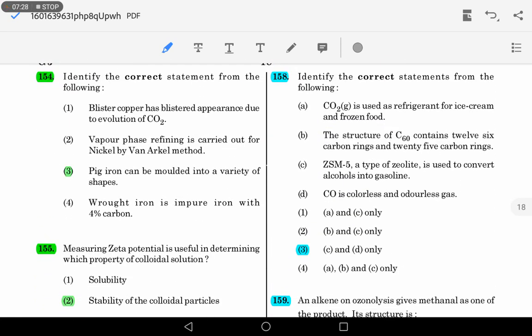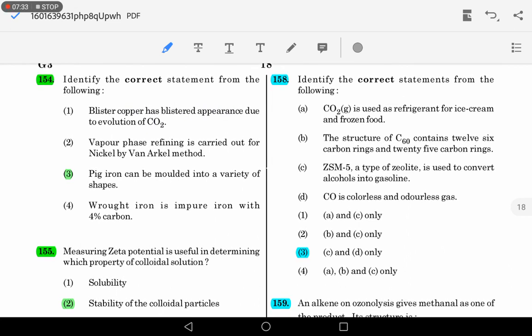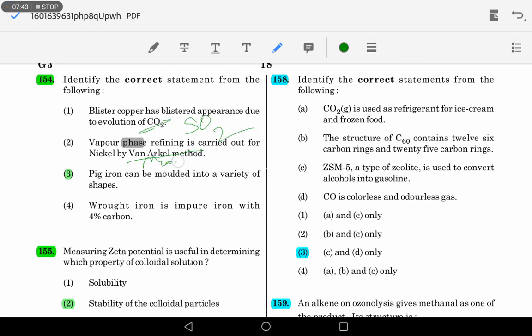Next, identify the correct statement from the following. Blister copper has blistered appearance due to the evolution of CO2. Vapor phase refining is carried out for nickel by Van Arkel method. It's actually due to SO2, and this is Mond process. For nickel, Mond process. For titanium we use Van Arkel method. For nickel we use Mond process. Wrought iron is impure iron with 4% carbon. No, wrought iron is the purest form of iron possible.